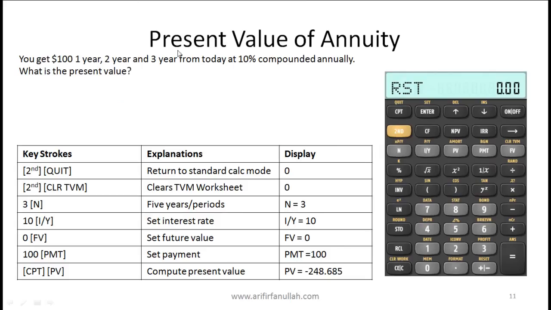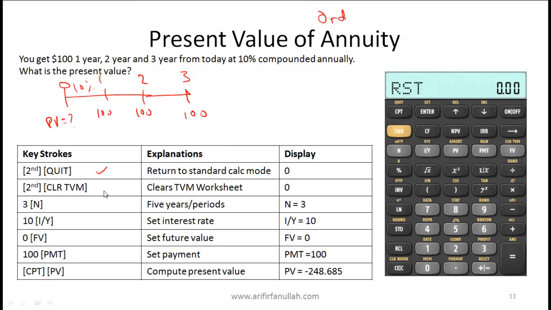So now we'll talk about the present value of an ordinary annuity. Let's say that you get $100 a year, every year for 3 years. So times 0, 1, 2, and 3. So $100, $100, and $100. Interest rate is 10%. What is the present value?